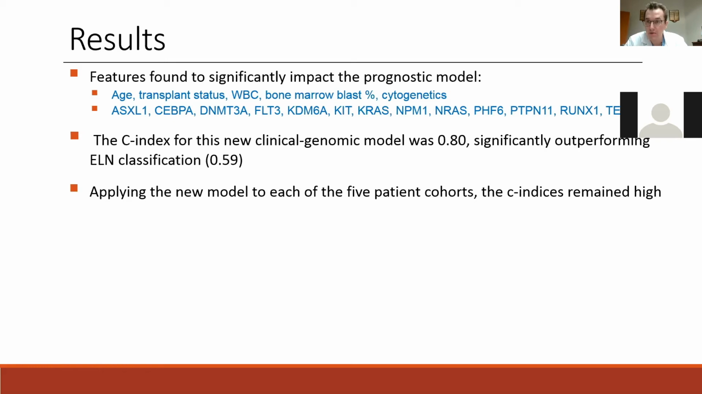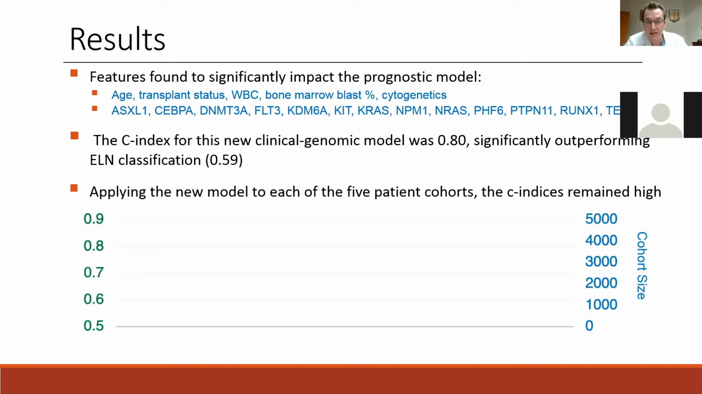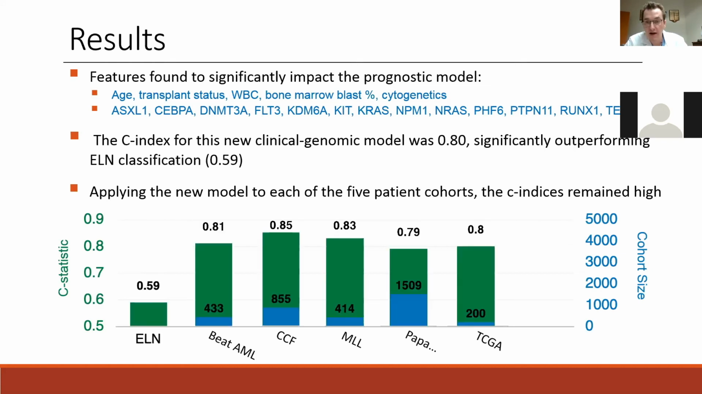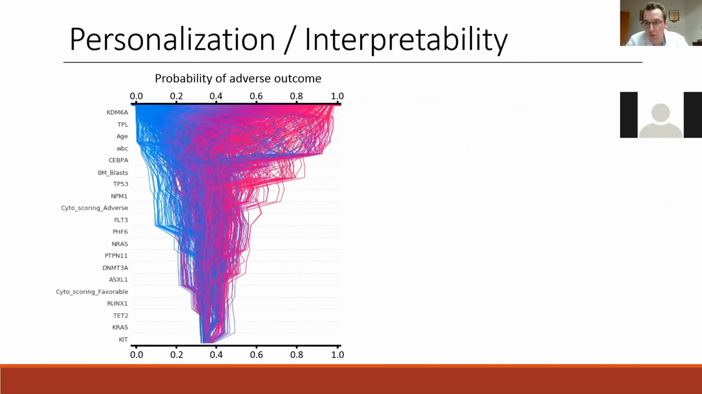Now we took the model we created and reapplied it to each of the 5 patient cohorts so we could compare the C-indices and see if it was extrapolatable to these different areas, because these are from different hospital systems. On the left axis we have the C statistic. There's the ELN at 0.59, and here are our 5 different subgroups. You can see the C statistic is between 0.79 and 0.85 for each of these. The blue shows how many patients came from each of those subgroups to create the final combined group at 0.8.